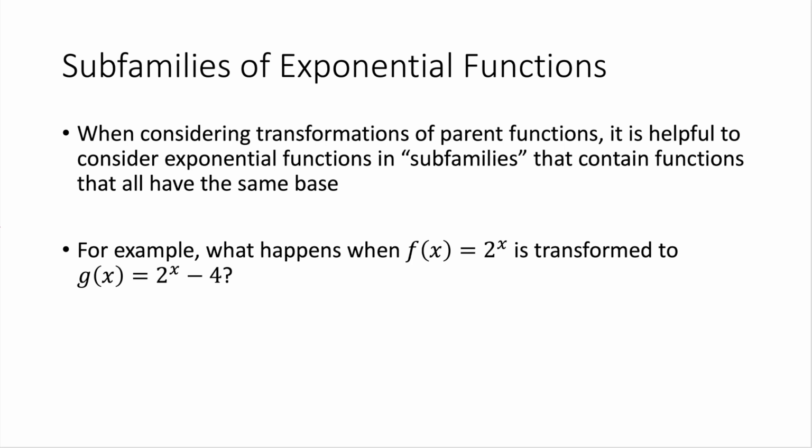So when we talk about transformations of exponential functions, we want to think about functions in groups. Those groups are like subfamilies that contain functions that all have the same base. For example, if we consider all the functions that have a base of 2, we can use f of x equals 2 to the x as our parent function. Then we can think about this question: what happens when f of x equals 2 to the x is transformed to g of x equals 2 to the x minus 4? Well, the minus 4 is outside the exponent, right? So it's going to affect the output. So that is going to shift the function down 4 units.